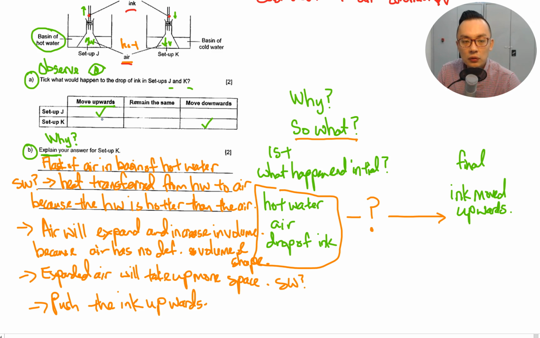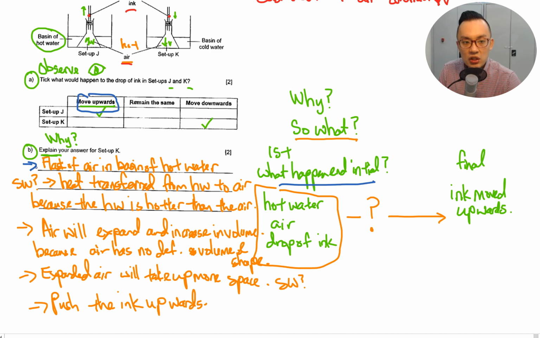They asked you to state your observations and you say the ink moved upwards. And the next part of the question is always going to be explain why. Why did the ink move upwards? The way to answer this kind of question is to first tell them what happened initially. What are the initial conditions? And then after that, tell them the last thing that you observe, which is the ink moving upwards. And you have to keep asking yourself why and so what in between, and give scientific explanations to bring it to the final state, or the final thing.